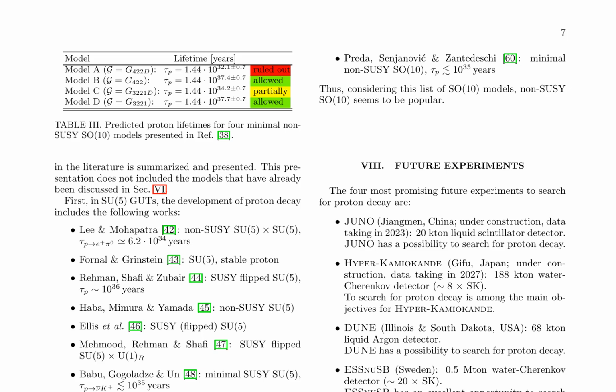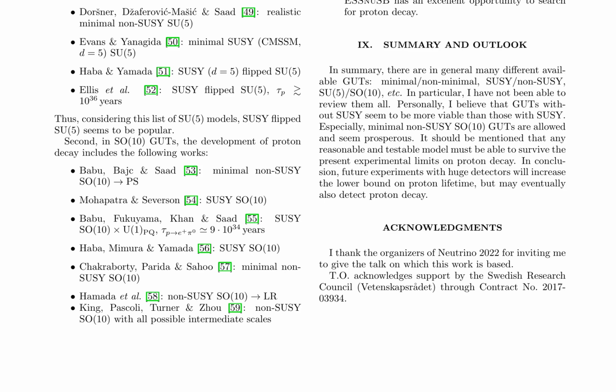This paper provides a comprehensive overview of grand unified theories, GUTs, focusing on their implications for proton decay. The author discusses the various types of GUTs, including minimal and non-minimal, SUSY and non-SUSY, SU(5), and SO(10) models. The discussion highlights the importance of experimental constraints on proton decay lifetimes, which have been significantly improved by recent experiments such as Super Kamiokande.